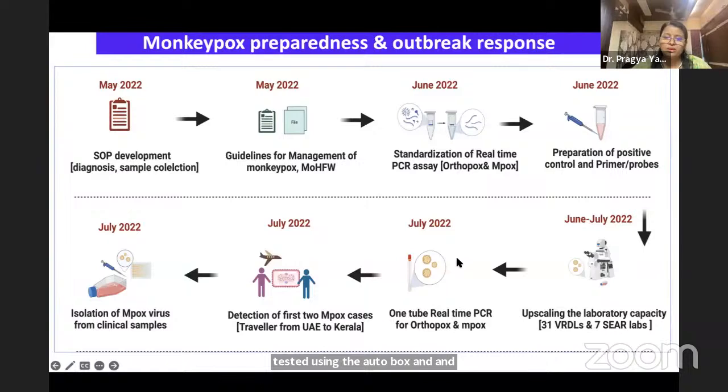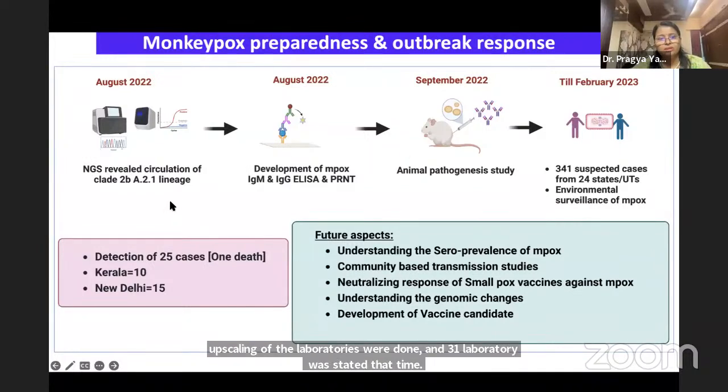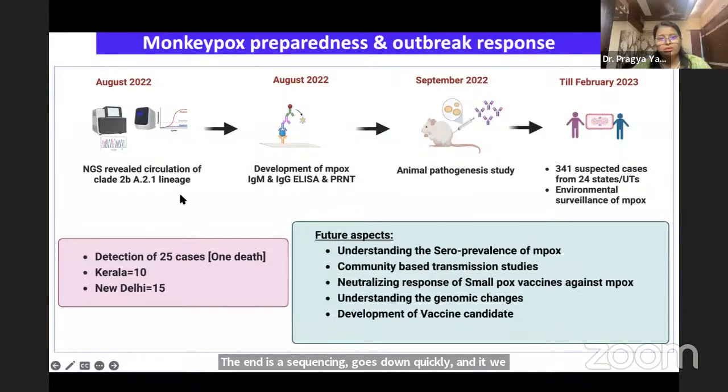Then upscaling of the laboratories was done, and 31 laboratories were started at that time. The NGS sequencing was done quickly, and we found that it is clade 2B, and it's called the A.2.1 lineage. Using the virus isolate, we could develop an indigenous serological ELISA assay for detecting IgM and IgG antibodies in patients. We also did an animal pathogenicity study to understand how lethal or pathogenic this virus strain is.